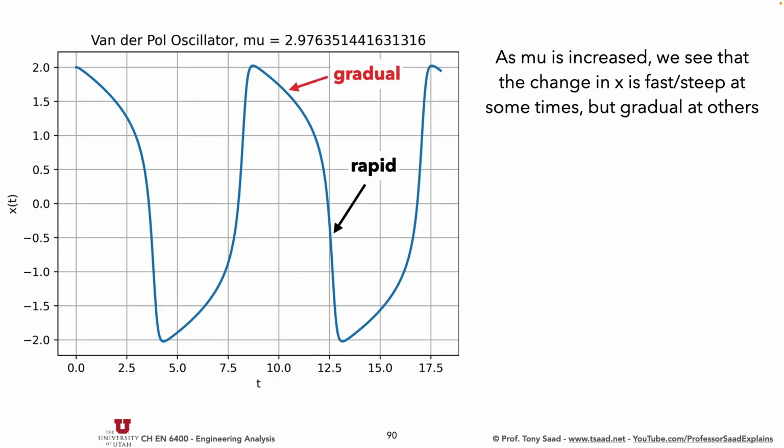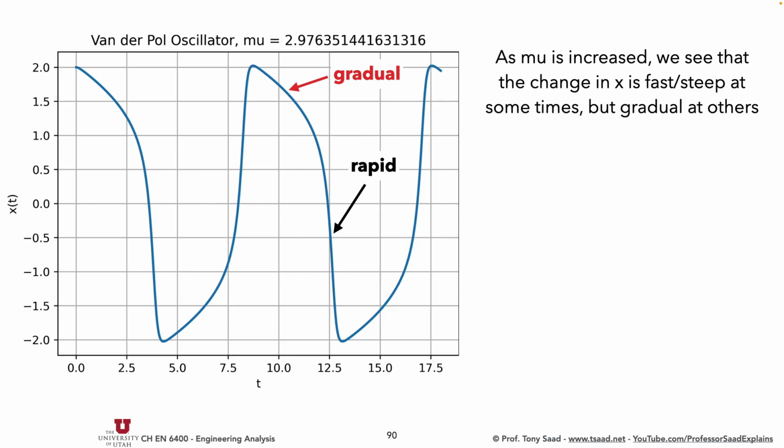But as you change mu, this is mu almost 3, you start seeing what we call wave steepening or flattening of the cycle, where you can start telling that there's a more gradual descent over here than here. It's like you're on a roller coaster. You go up, up, up, and then you go slowly, and then you go down really fast. So mu is causing this in the system.